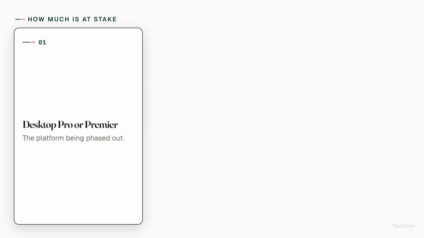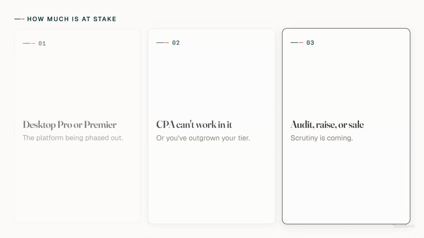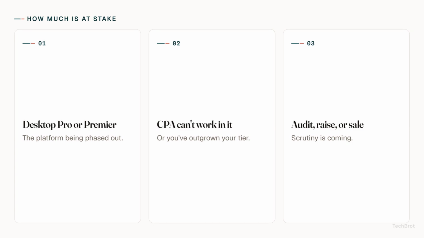The stakes of the decision depend on your situation. Running Desktop Pro or Premier. Outgrown your current QuickBooks Online tier. An accountant or a new CPA who can't work in your current platform. An audit, a capital raise, or a sale ahead. Desktop integrations already degrading. The more of these that apply, the more your business is carrying through the move, and the more expensive an unverified migration becomes.